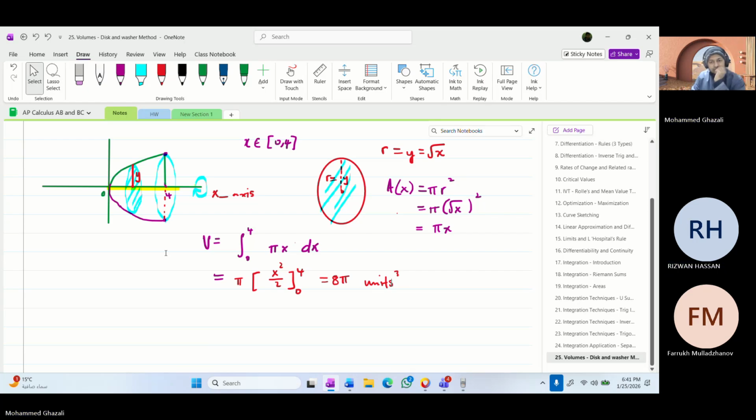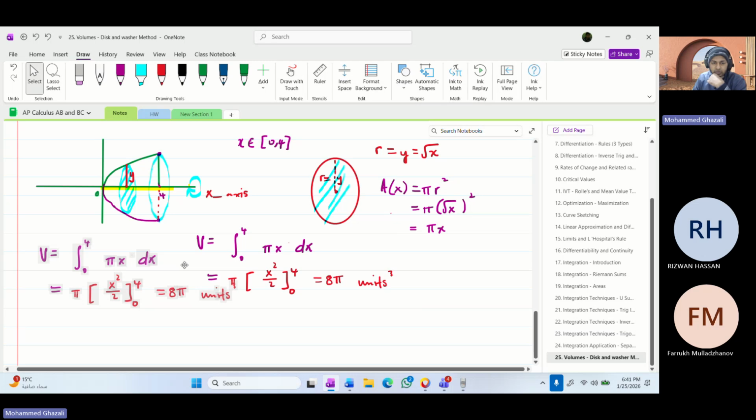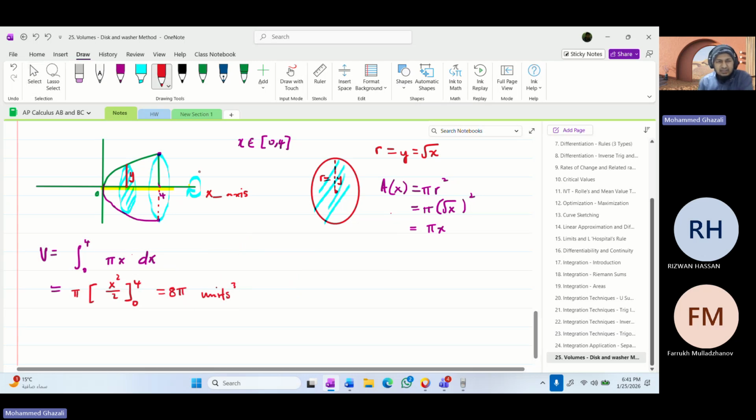Are we good, guys? So far so good. Look at the method that I'm using. It's very important. I'm not using formulas at all. I'm just integrating the area of the cross section. It's the same thing as using the formula. If you are going to use the formula, sometimes you will get confused. But in this disk method, you won't get confused.